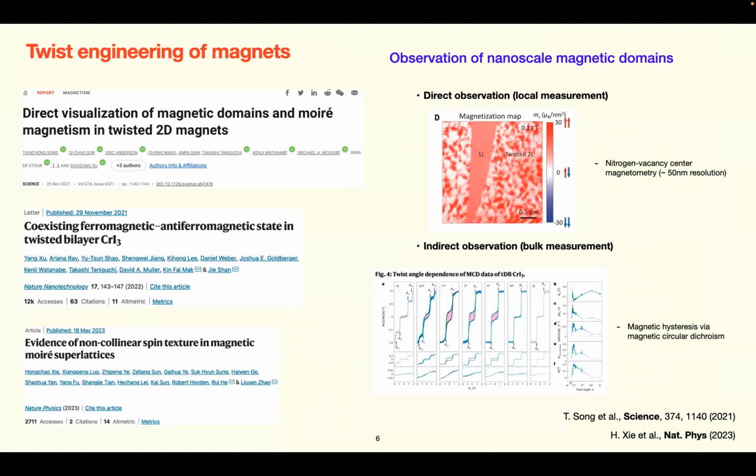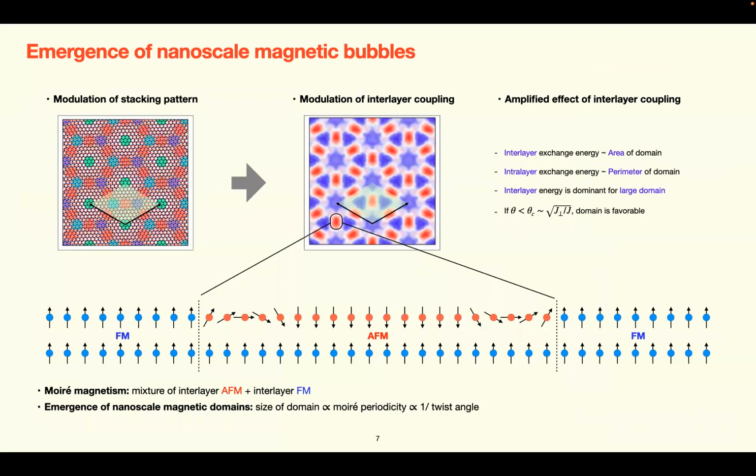There are two main approaches. Some people are trying to observe this nanoscale magnetic domain structure directly by using imaging methods. Another approach is to measure the consequence of the formation of this nanoscale magnetic domain structure, for example, by measuring the magnetic hysteresis curve. As I said, nanoscale magnetic bubbles are the characteristic feature of twisted magnets. We can understand such a structure by considering this mechanism.